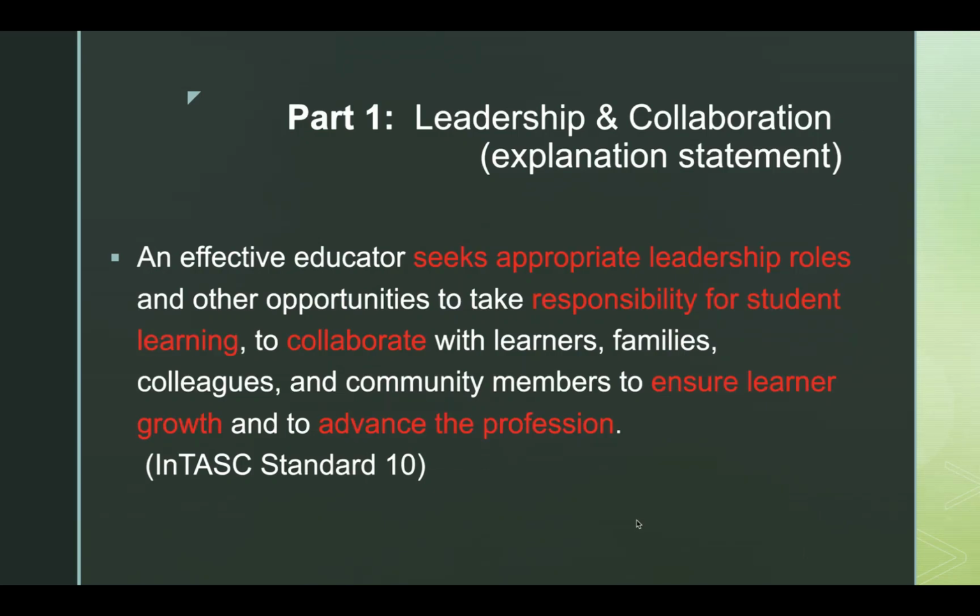Here are the important words that I found. I thought that it would be important to note when we see teachers taking leadership roles. And how do they take responsibility for student learning? And collaborating. Who do they collaborate with? And how? How do they ensure learner growth and advance the profession?